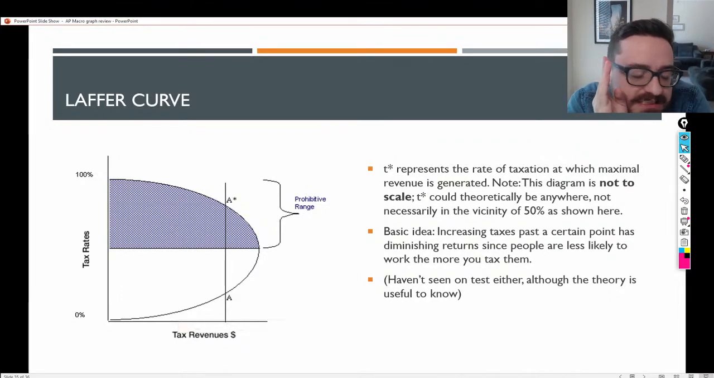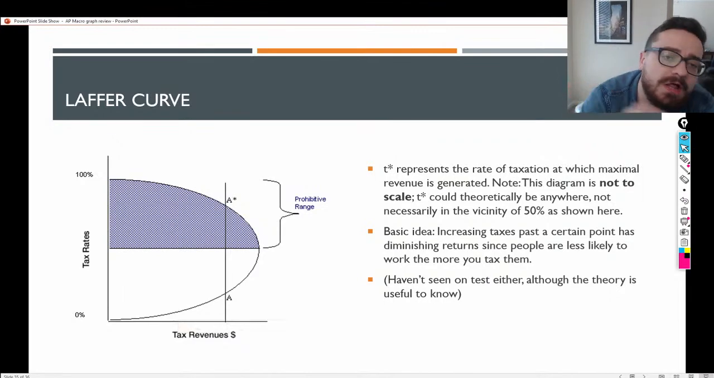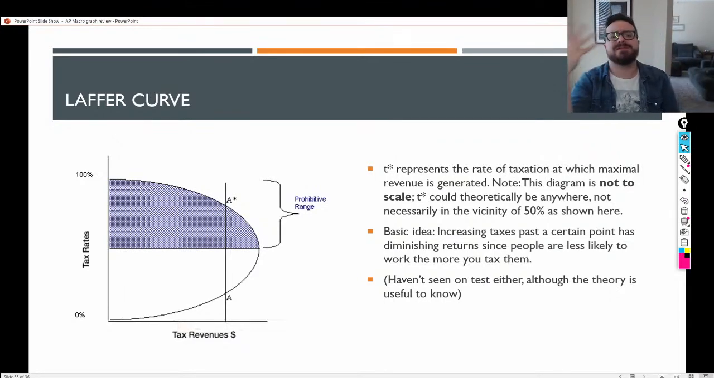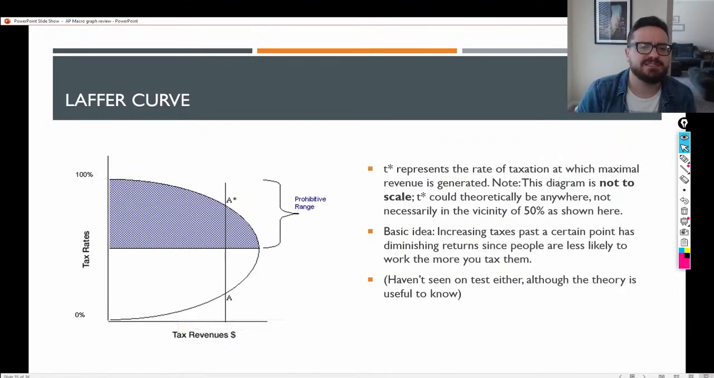I have not seen a question about it. I've just seen enough AP Econ teachers I look at on Facebook mention it that I'm like, let's just show it to you and explain it in case. The theory is always good to know for the real world, like, oh, that's actually a good argument to be aware of: maybe raising taxes too high actually doesn't make you money as a government.